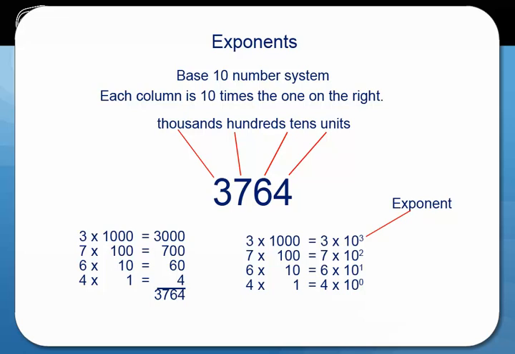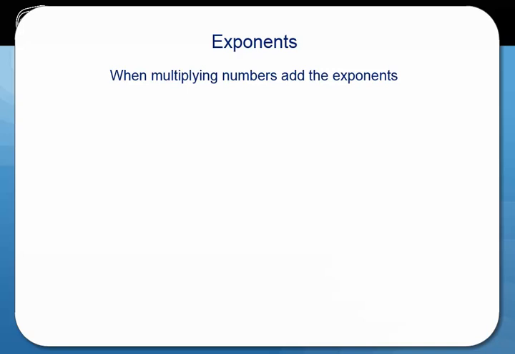1,000 can be represented as 10 cubed. The exponent 3 indicates how many times 10 is multiplied by itself. Any number raised to the power of 1 is the number itself, so 10 to the power of 1 is 10. If you raise any number to the power of 0, the result is 1. When you multiply numbers, you add the exponent. For example, multiplying 100 times 1000 is the same as multiplying 10 squared by 10 cubed. Add 2 to 3 and the result is 10 to the power of 5 or 100,000.